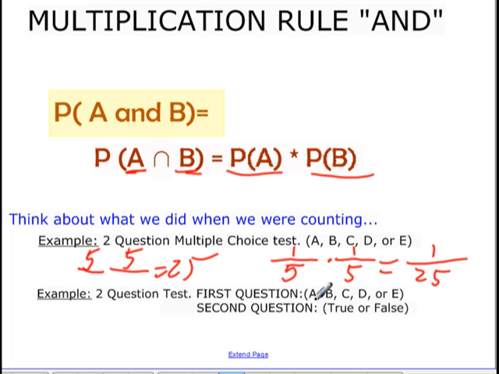Another example, if the first question is 5 choices, second question is 2 choices, use the same principle. First one, the probability of getting that right randomly is 1/5. The second one, the probability is 1 out of 2. And so the probability of getting them both right, if you were randomly guessing, is 1/10. So make sure you know what you're doing and don't guess randomly, because that's not pretty good odds.